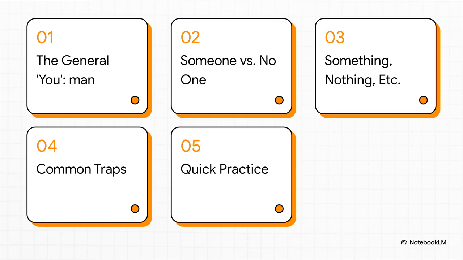So here's our game plan. First up, the general you, or man. Then we'll talk about someone versus no one. After that, something, nothing, everything. We'll look at some common pronoun traps to avoid, and then it's your turn for a quick practice.